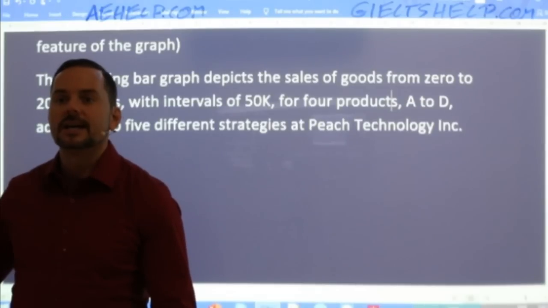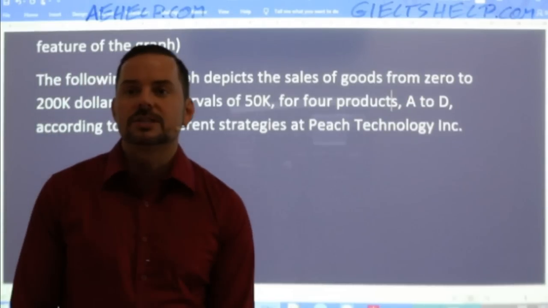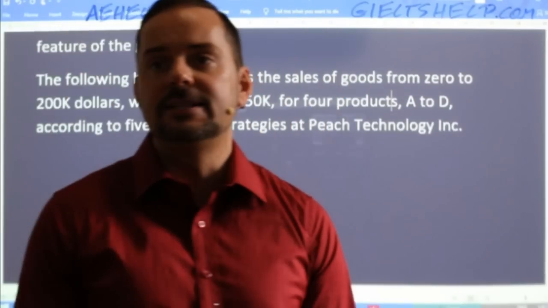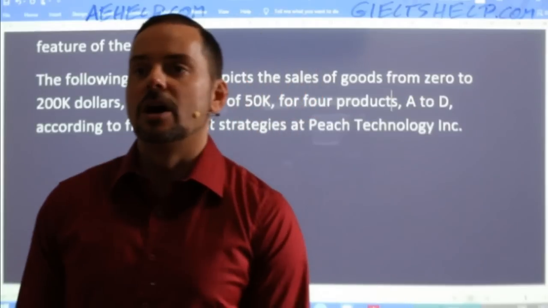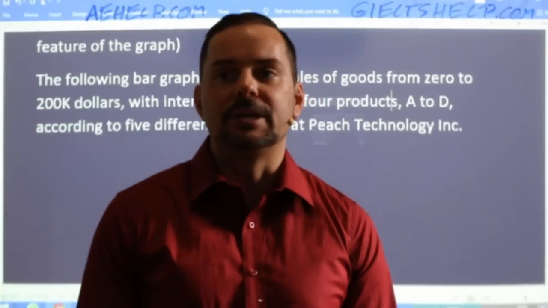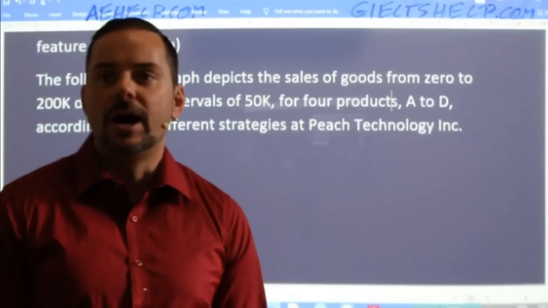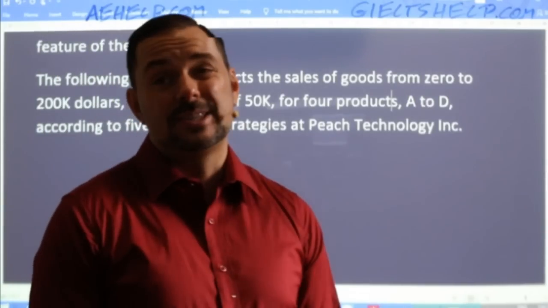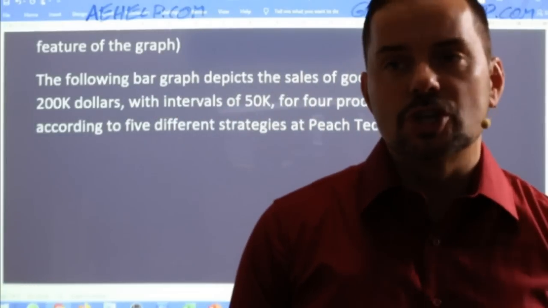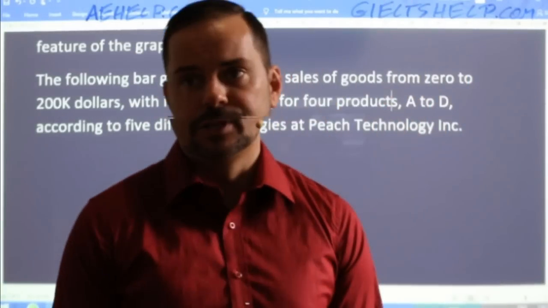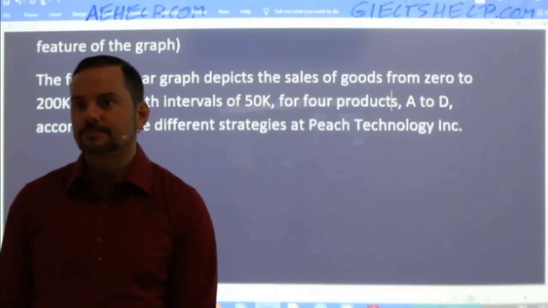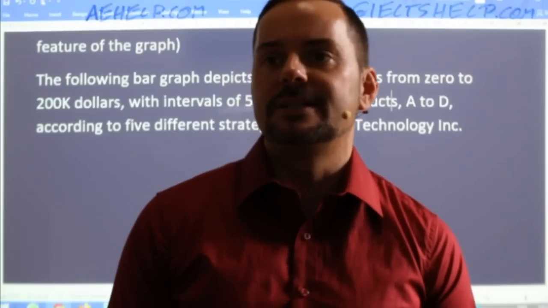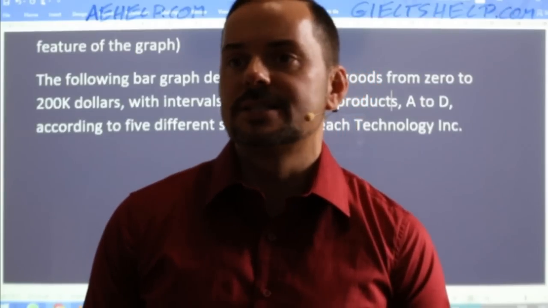Ame the doc says, the given bar graph illustrates the difference in the sales in dollars for a group of products A, B, C, and D using various strategies of Peach Technology Company. Yeah. Okay. Good. That's good. Various strategies, name the number, five strategies, right? That's the reason we want to say that is because that is the description of our x-axis, is the five strategies, okay?